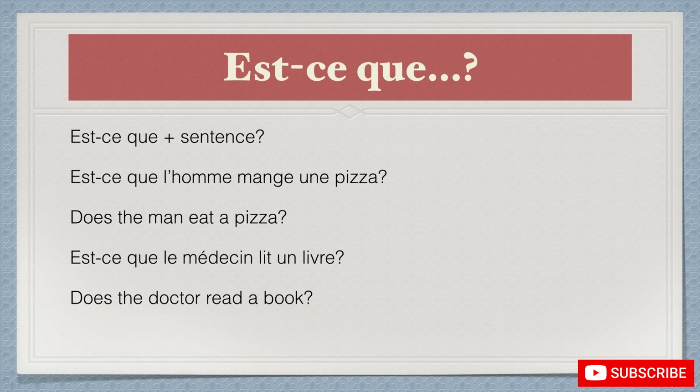So for example, in the sentence l'homme mange une pizza, the man eats a pizza, if we add est-ce que to the front, then it becomes does the man eat a pizza? So est-ce que l'homme mange une pizza? Does the man eat a pizza? Which comes from l'homme mange une pizza, which is just a regular sentence. Est-ce que le médecin lit un livre? Does the doctor read a book?